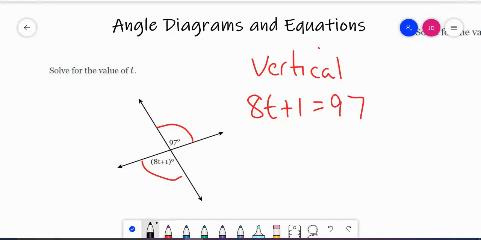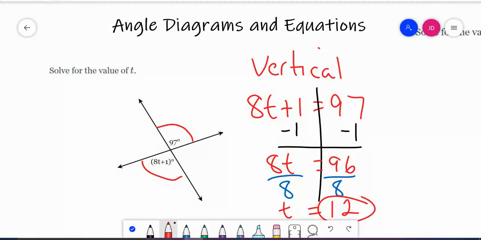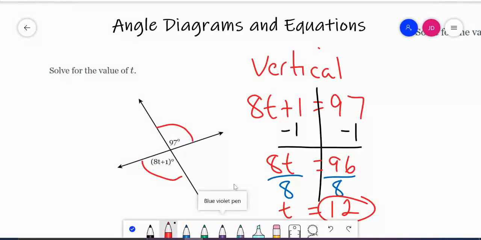And then I solve this just like a regular equation. Minus 1, you get 8t is 96. Divide both sides by 8, and you get t is 12. And that would be my answer for t. And if I plugged it back in, 8 times 12 plus 1, you could do that. 8 times 12 plus 1 is 97. Look at that. It just solved our answer.